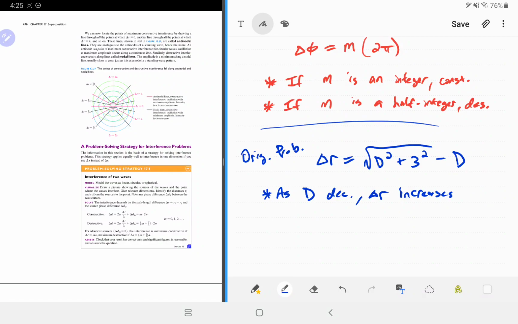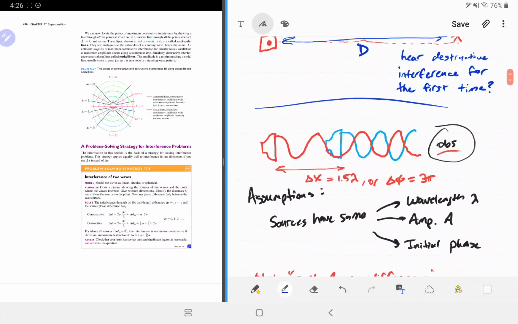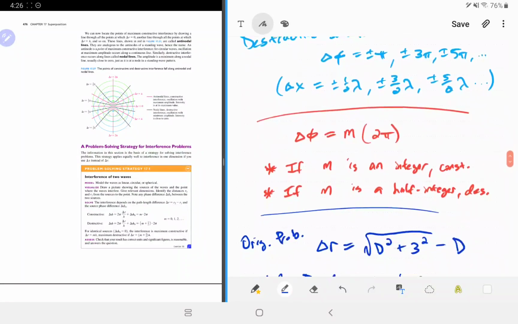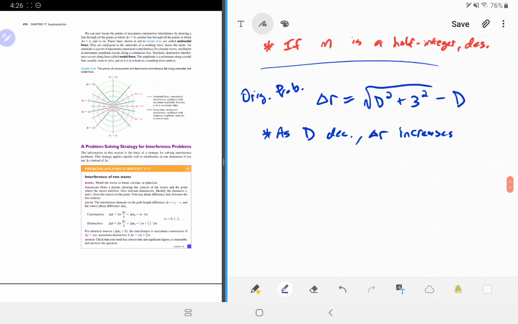So delta r starts out at 0 when d is infinitely big, and will go up. The problem asks, at what distance, and we're going to call that special value d star, at what special distance will this person hear destructive interference for the first time? So delta r is growing from 0 to some value, and the person hears destructive interference for the first time when delta r is 1/2 times the wavelength.